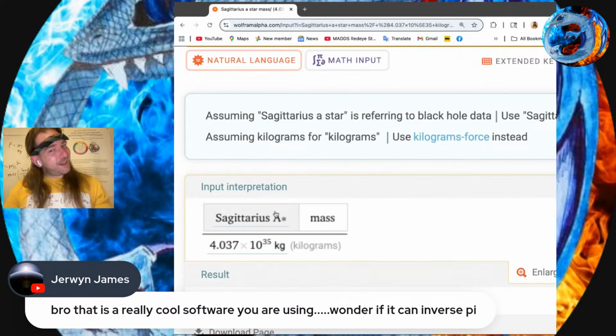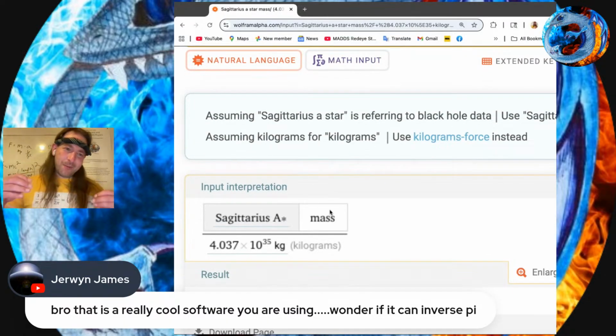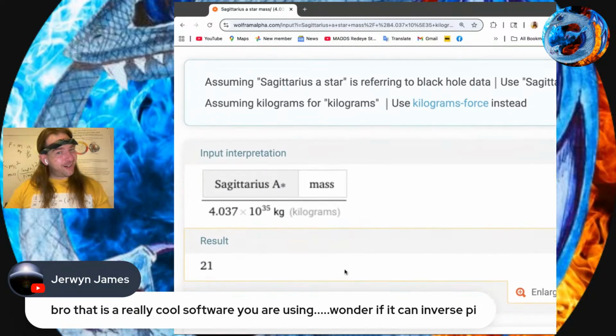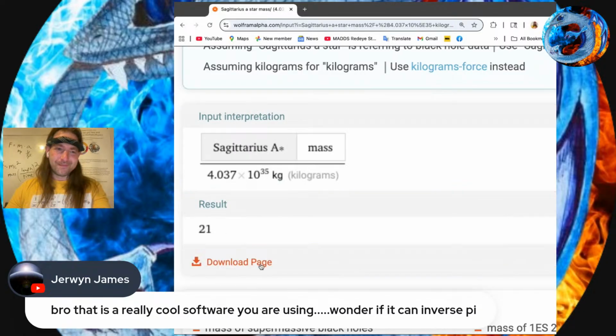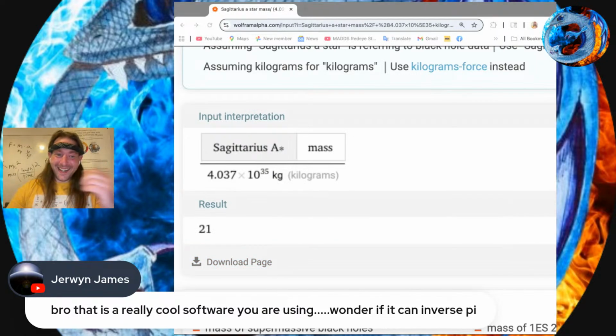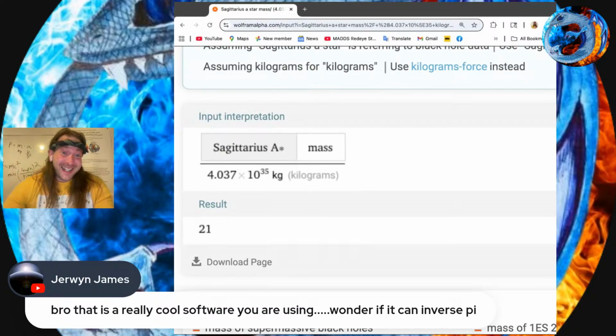So if we take the mass of Sagittarius A star, aka what we believe or characterize as the supermassive black hole in the center of our galaxy, a maximally entangled observer would be putting out the mass energy equivalent of Sagittarius A star in 21 seconds. What? What does that even mean?